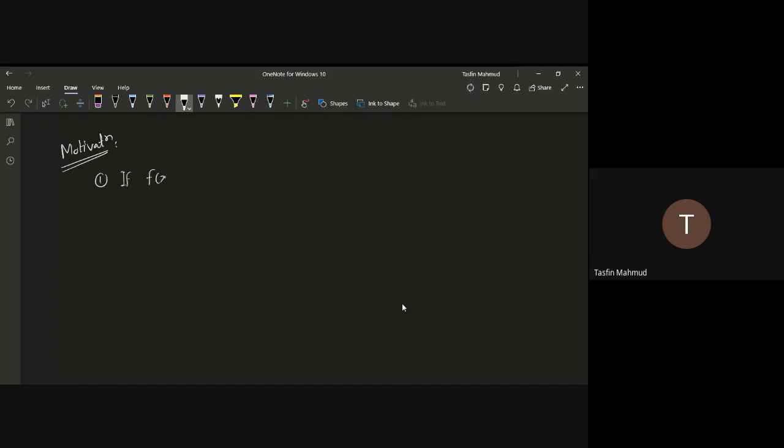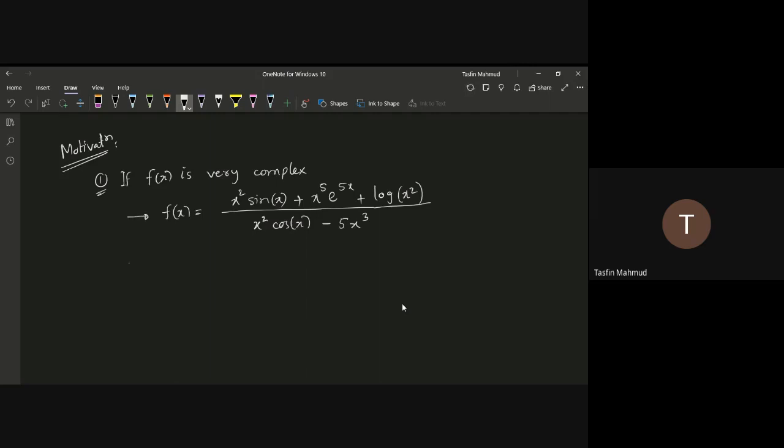if f of x is very complex, let's assume you have been given the function f of x that looks something like this. It is a very large function that consists some polynomial, some trigonometric ratio, or it may have some exponential function as well, or some log with it, and also the denominator is a large expression, like x, x square, cos x minus 5x cube. So if I give you this function and ask you to calculate its derivative analytically, then I guess you all will admit it would be a very complex task, right?